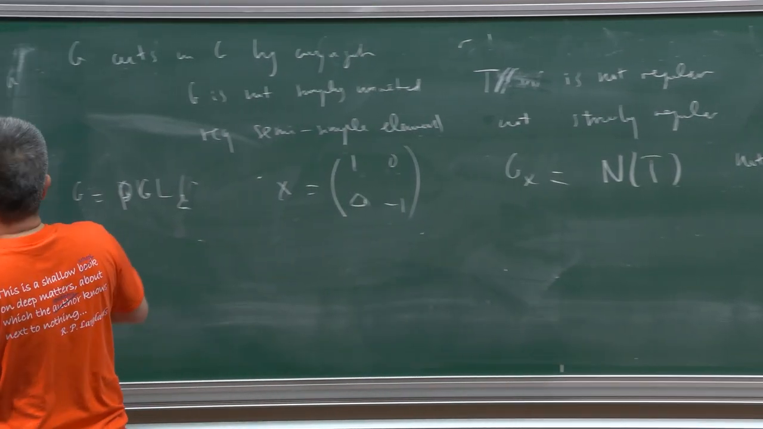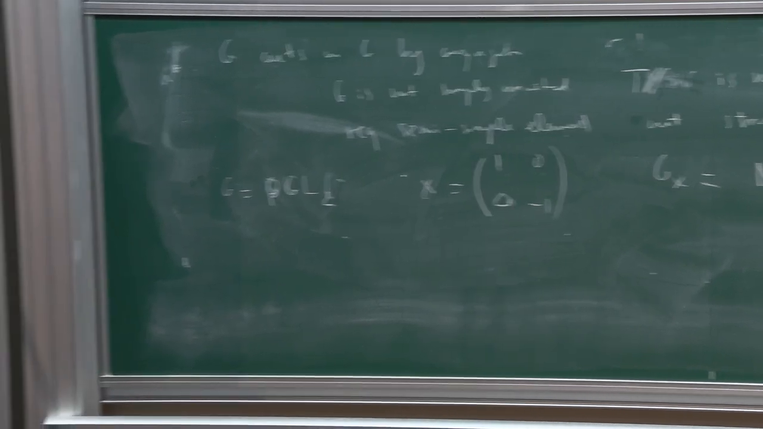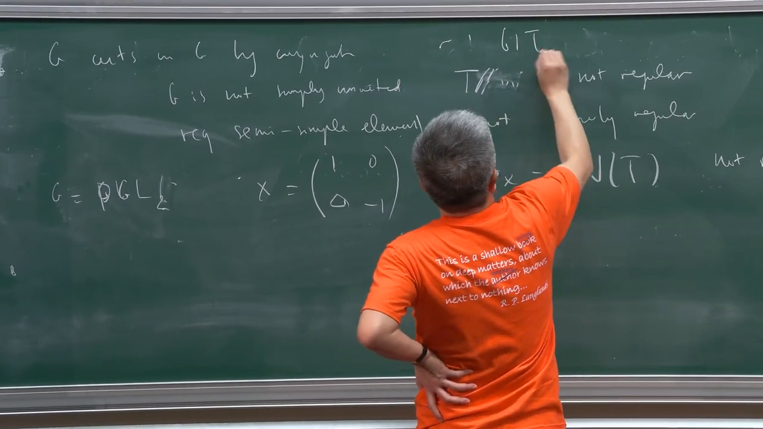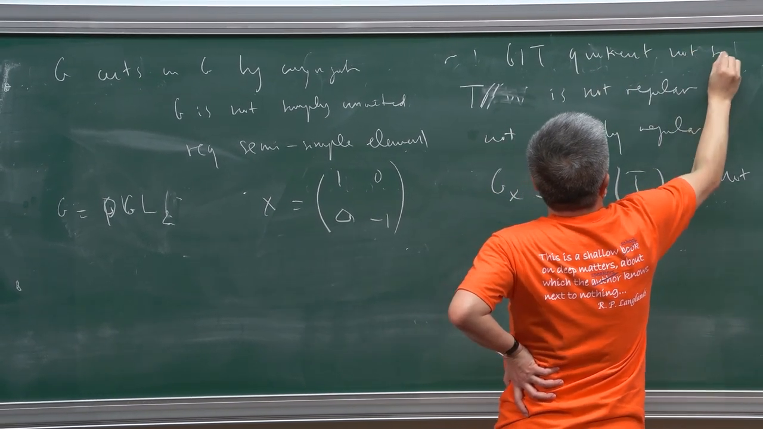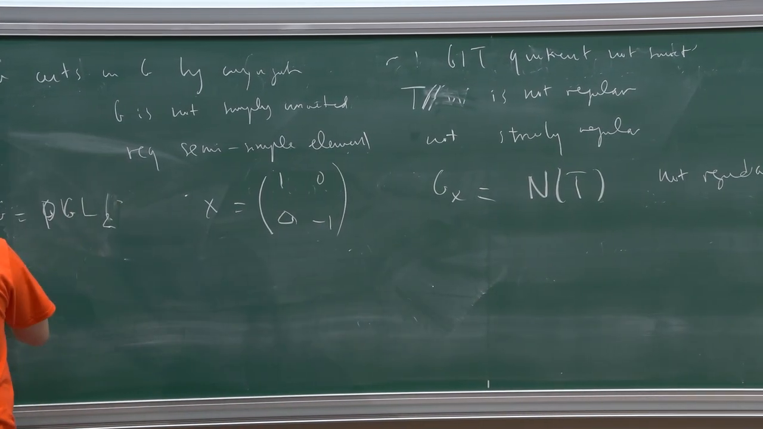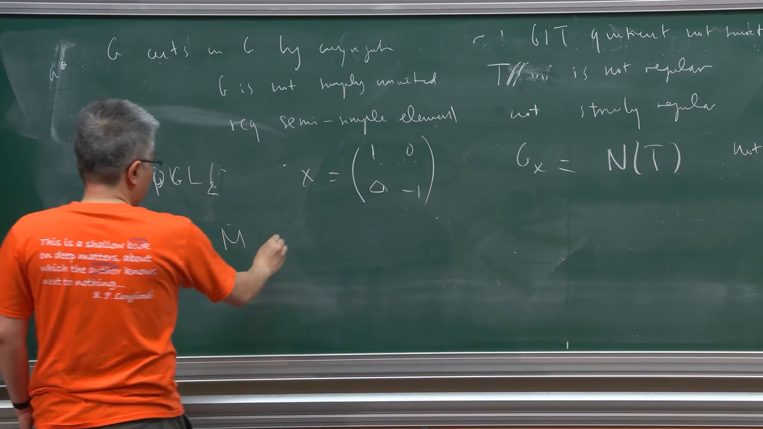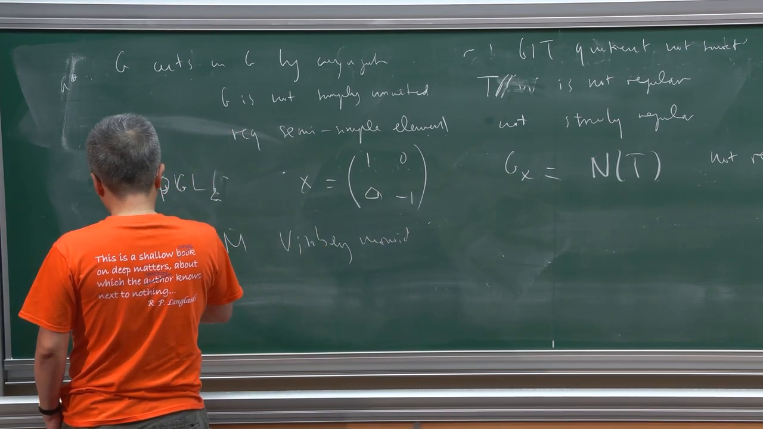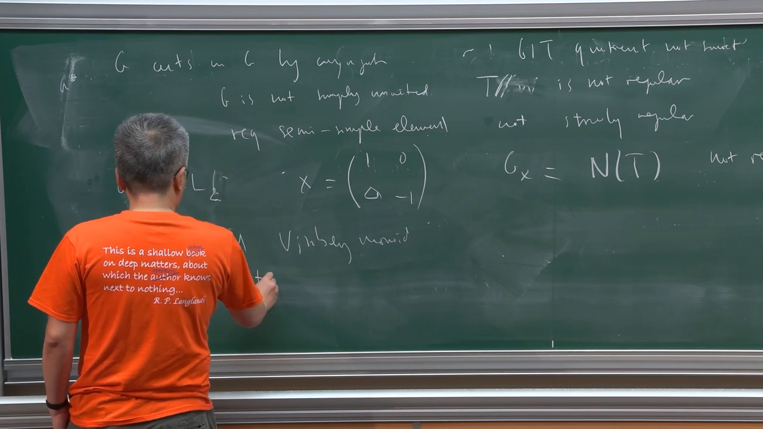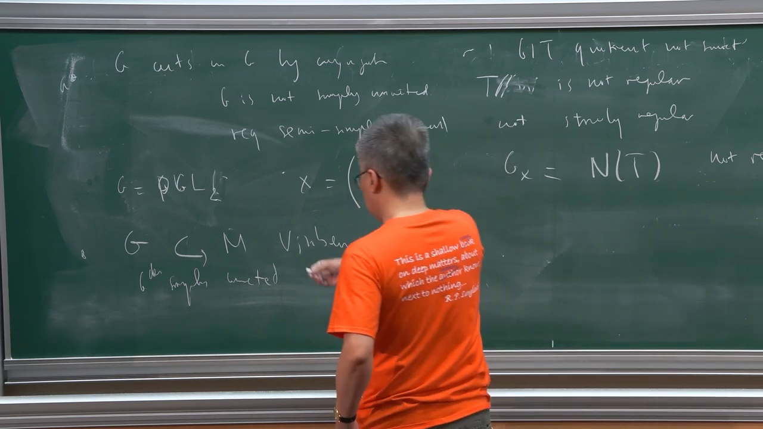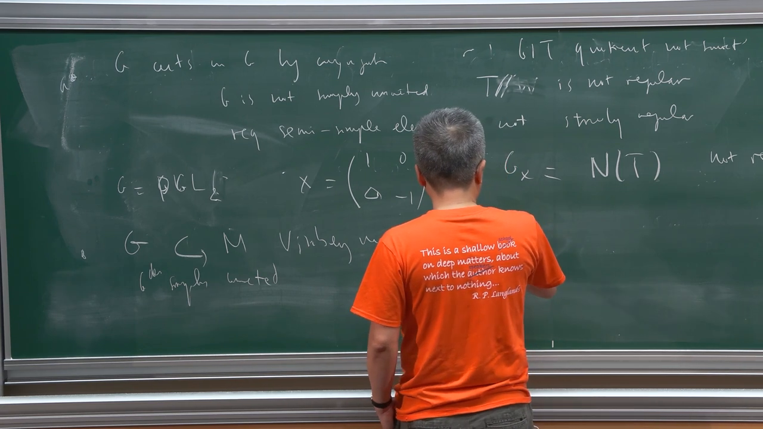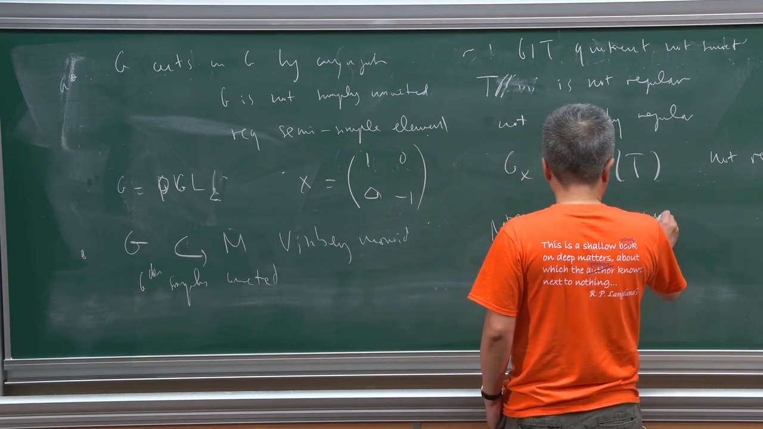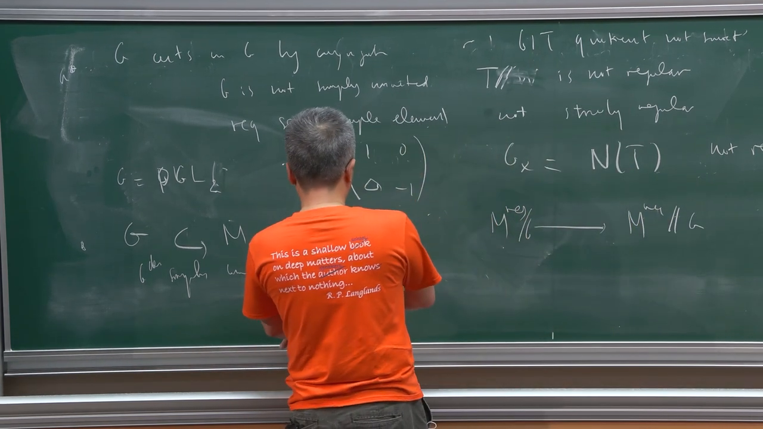So this is the first problem, dealing with the fact that this thing is not regular. So this GIT quotient is not smooth. Now when you look at G acting on M, the Vinberg monoid, where G is simply connected, then you do not have this problem anymore. But then on the boundaries, whatever the map M rec mod G is on the boundary monoid.